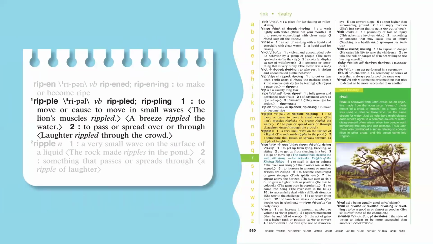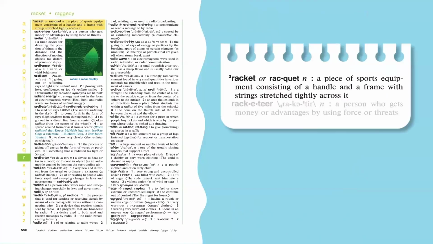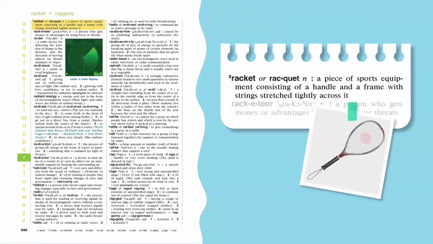You'll find a lot of information about ripple, including how it's spelled. Some words can be spelled more than one way. At the entry for racket, for example, you'll see RACKET as the main head word, as well as the variant spelling, RACQUET.